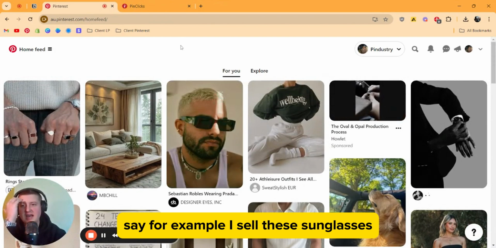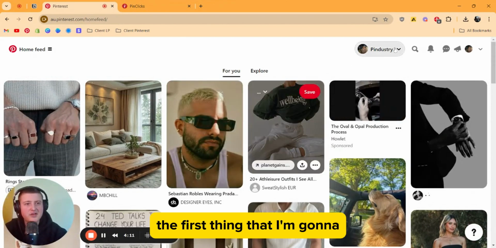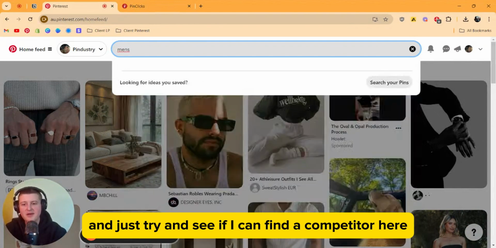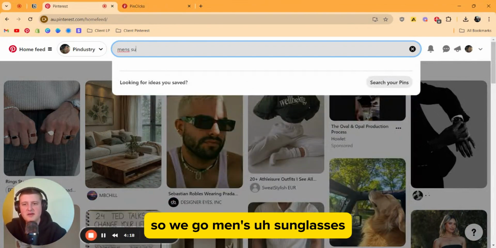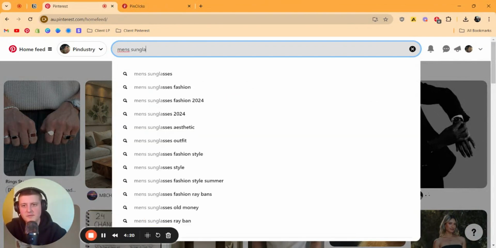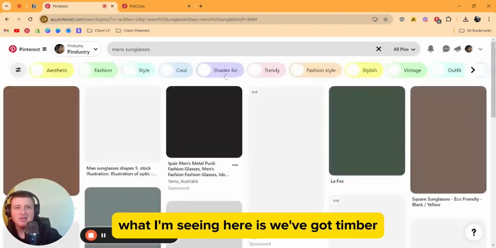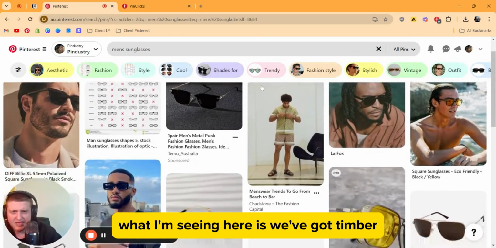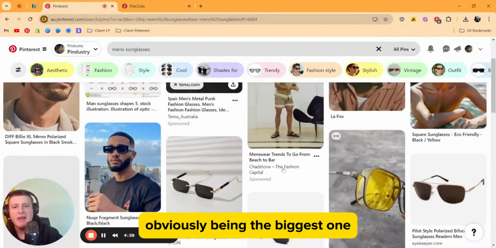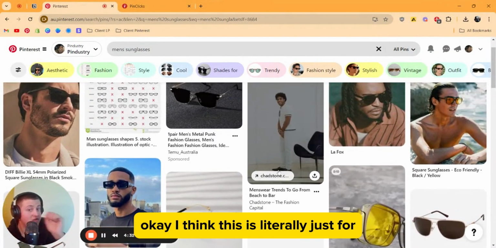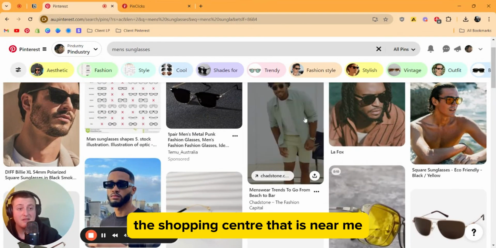Say, for example, I sell these sunglasses. The first thing that I'm going to look up is something like men's sunglasses and just try and see if I can find a competitor here. So we'll go men's sunglasses. What I'm seeing here is we've got Temu obviously being the biggest one, but we've got this Chadstone, the fashion capital on it. Okay, I think this is literally just for the shopping center that is near me.